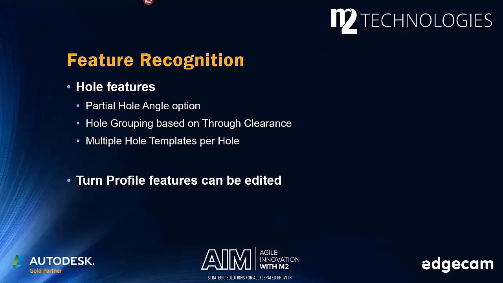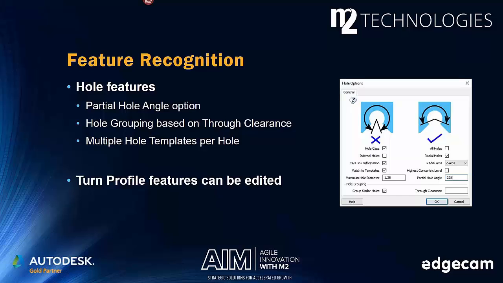Some improvements to feature recognition are worth noting. The partial hole angle option is really useful in situations where users have a dog bone or a back relief or some kind of cutback, maybe in a pocket. There's a partial hole angle field in the lower left of the hole options where you can give the software directives about whether those things should be recognized as holes or not, based on the included angle. It just makes the job a little quicker.